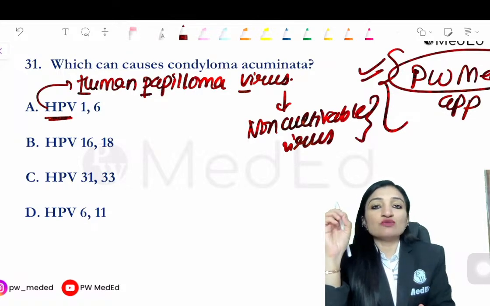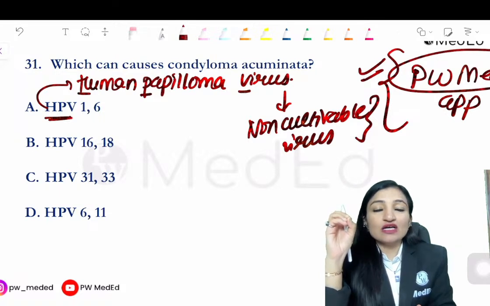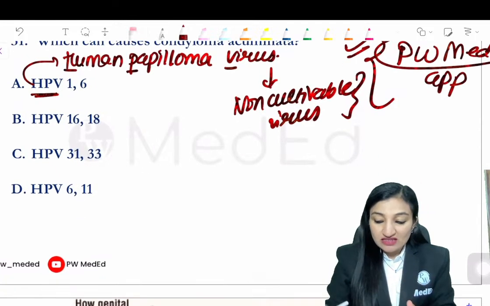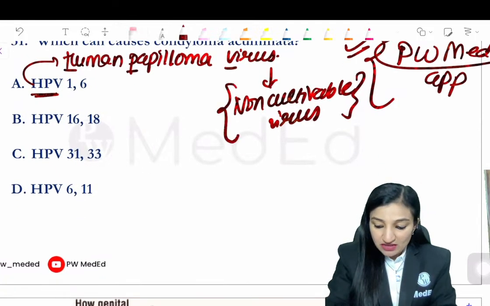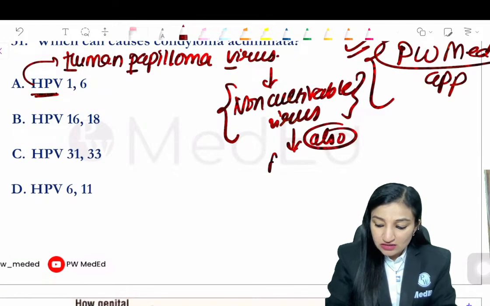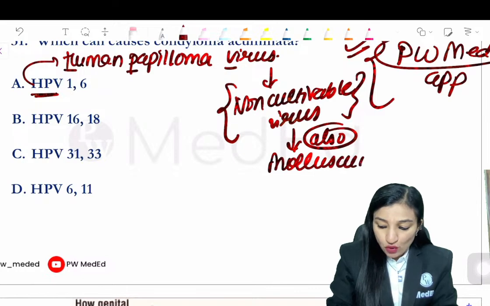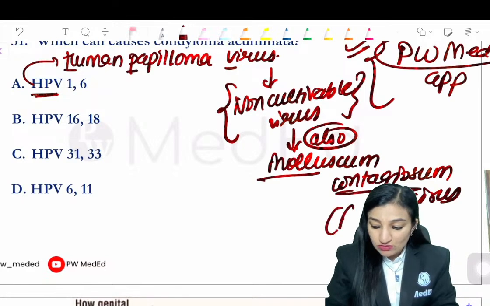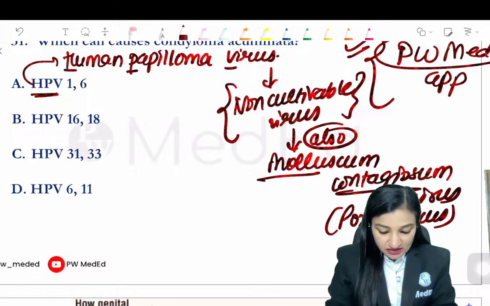Yesterday I told you the names of non-cultivable fungi, that is Pneumocystis jirovecii and the other one is Rhinosporidium seeberi. So human papilloma virus is also a non-cultivable virus. And another example of a non-cultivable virus is molluscum contagiosum. All these are MCQs. This virus, molluscum contagiosum, also is a DNA virus. It's a pox virus. All pox viruses are DNA viruses.